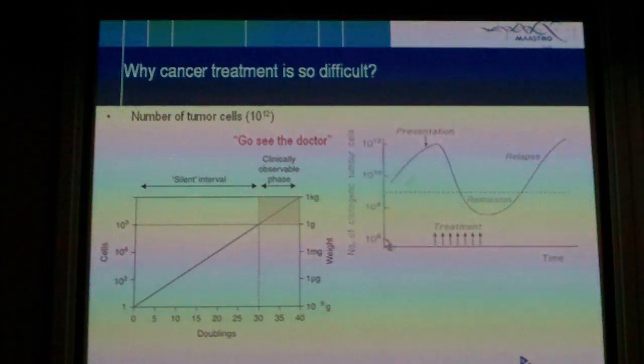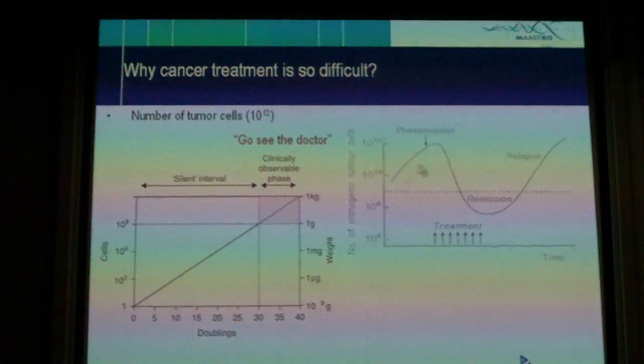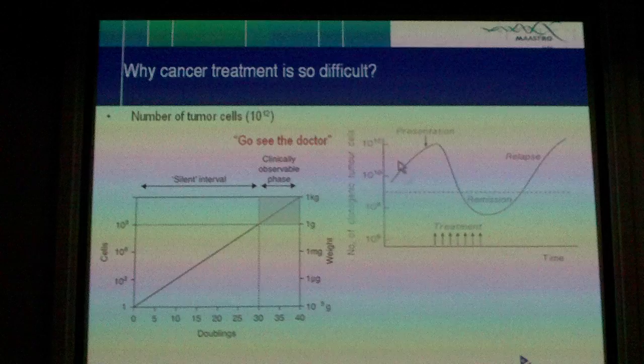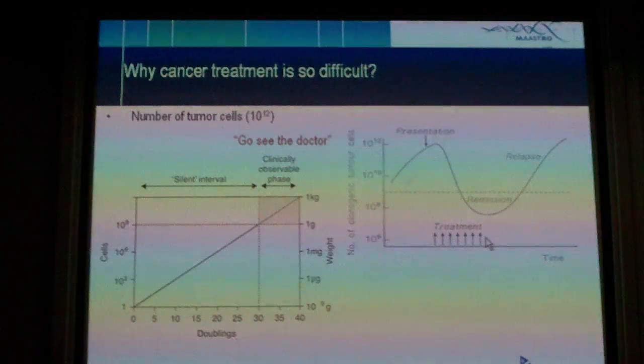So what happens then during treatment? This is presentation, go to the doctor, 10^12 cells. Patients will be treated with irradiation, chemotherapy, surgery. So you see a huge, fast decrease in the number of cancer cells.